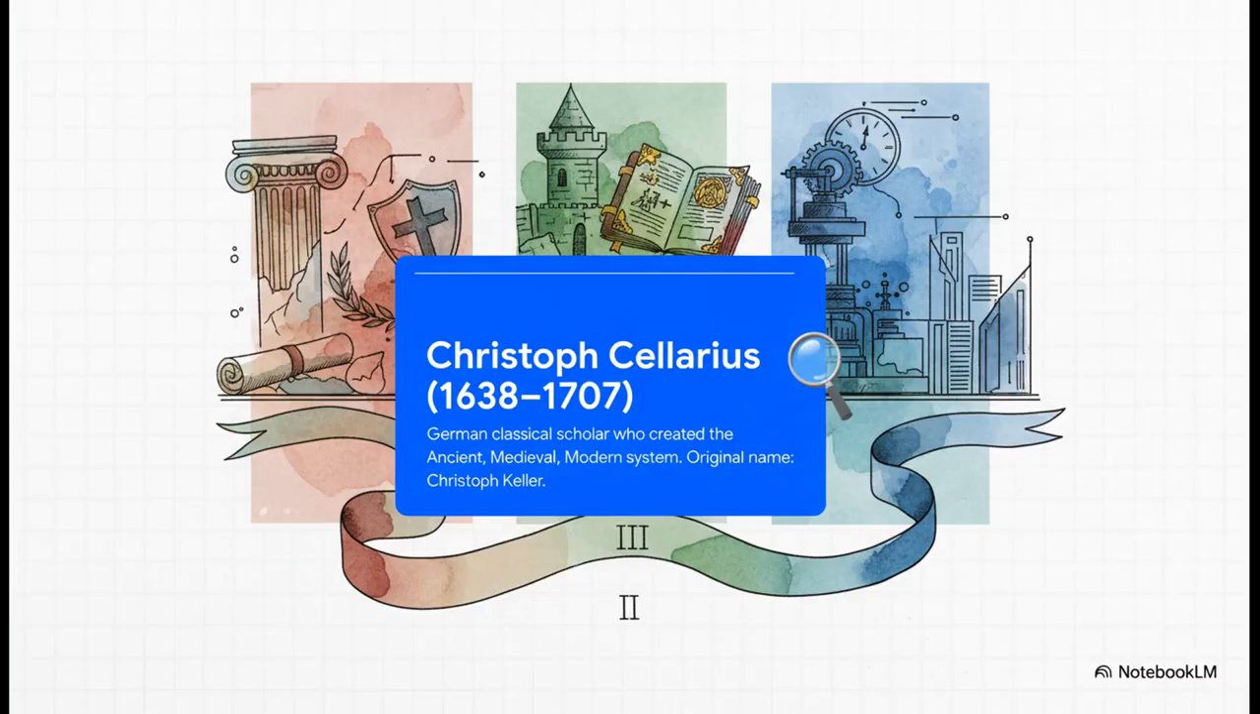His name was Christoph Cellarius. He was born Christoph Keller, actually, in Germany. And while he was a respected classical scholar, his real claim to fame, the thing that's lasted over 300 years, is that simple, powerful, three-part division of history we all take for granted.